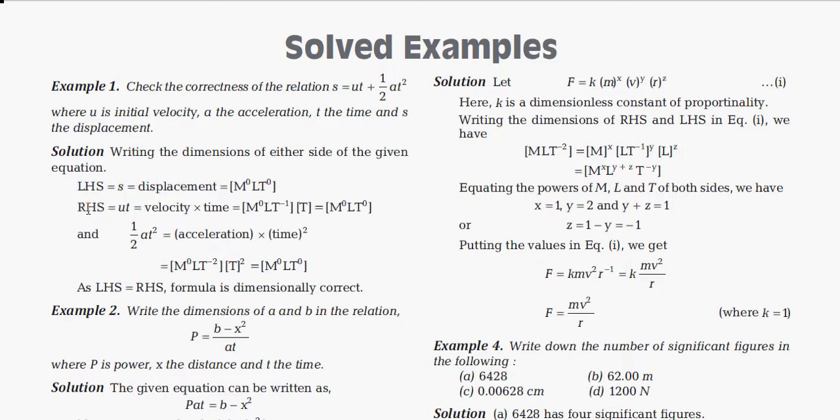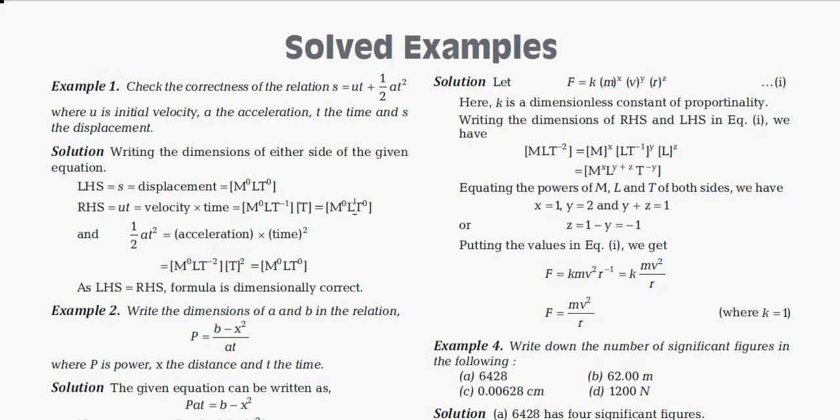Now let's talk about the RHS. Let's go one by one. As we have already discussed, the dimension of terms being added must be the same. What I'm trying to explain is, whatever the dimension of ut is, that must be equal to that of half at square. Even half will not have any dimension since it is a constant. The RHS term ut is velocity into time. Velocity has dimension L T inverse and time has T, so overall we get L. That is correct, right?